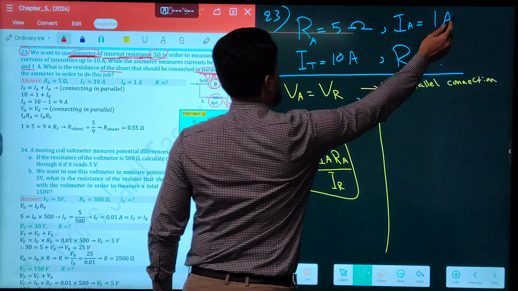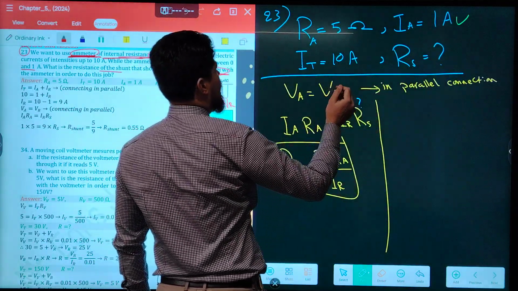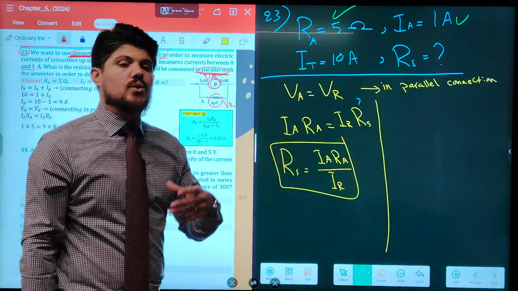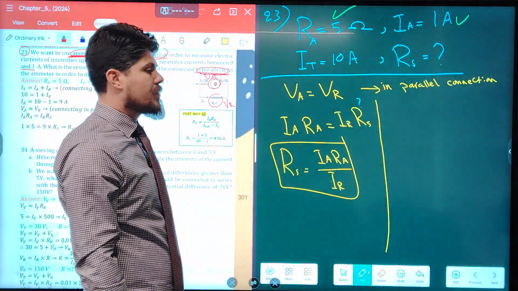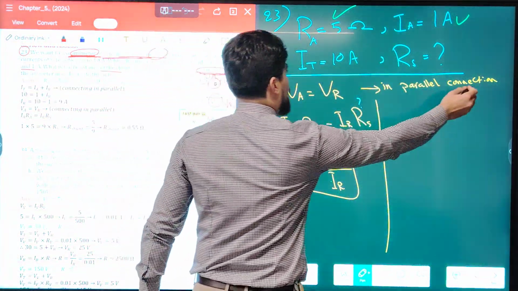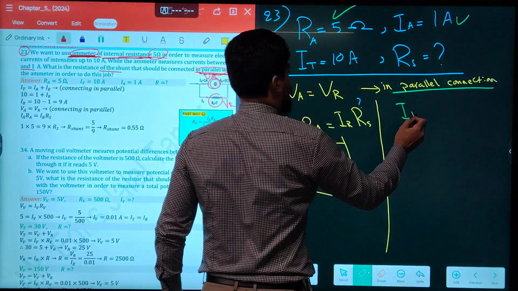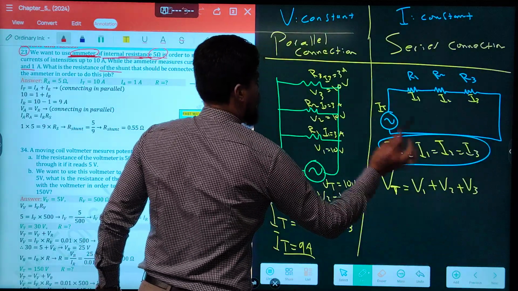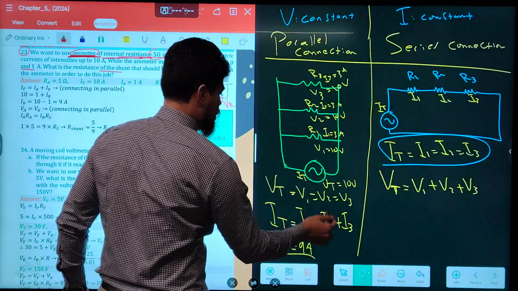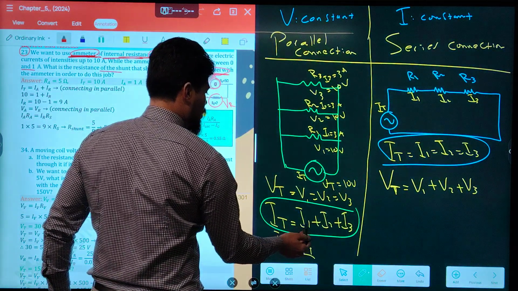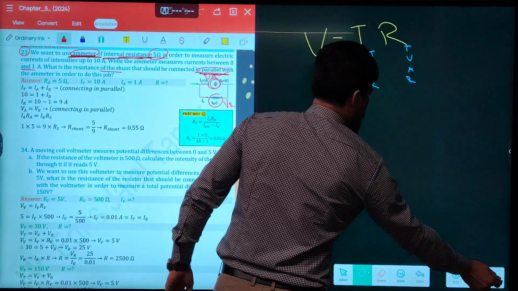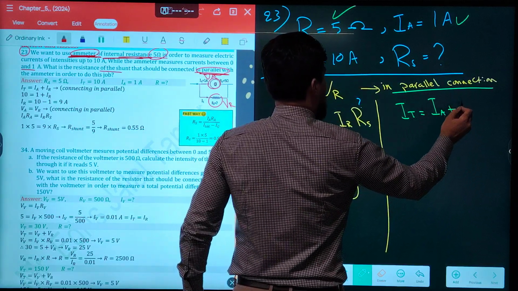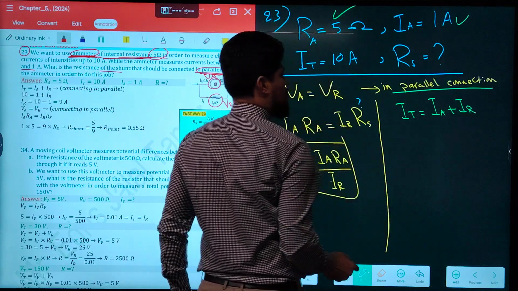Do we have IA? Yes, 1 ampere. Do we have RA? Yes, 5 ohm. How about IR? Do we have the current across the resistor? No, we don't. In parallel connection, I total is equal to I1 plus I2 plus I3. So I total is equal to I across the ammeter plus I across the resistor.